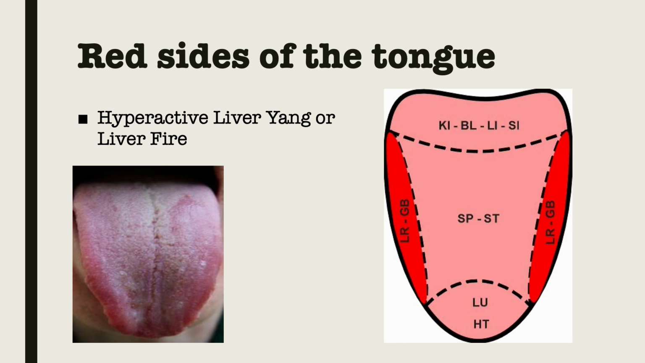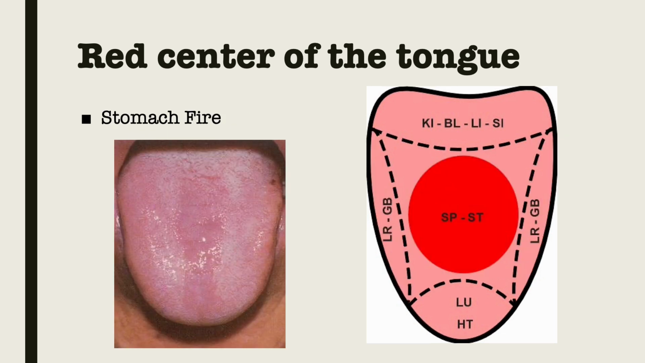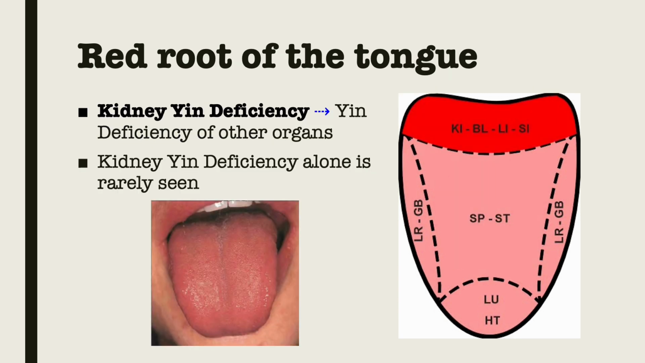Red sides of the tongue point to hyperactive liver yang or liver fire. A red center points to stomach fire. A red root of the tongue points to kidney yin deficiency. Because kidney yin deficiency usually leads to yin deficiency of other organs, kidney yin deficiency alone is rarely seen.